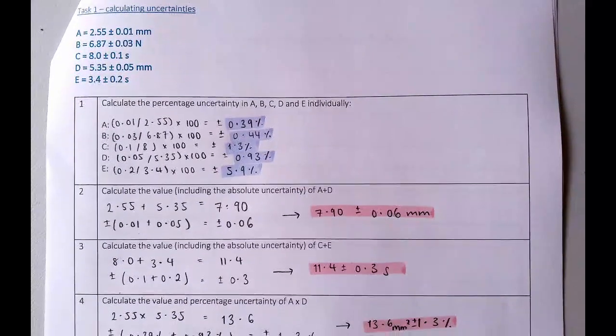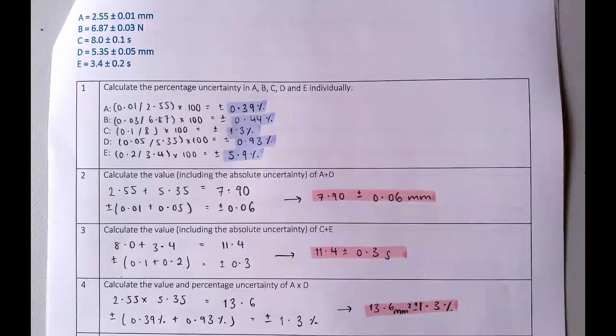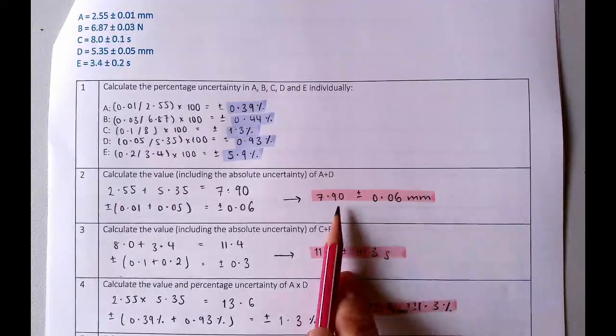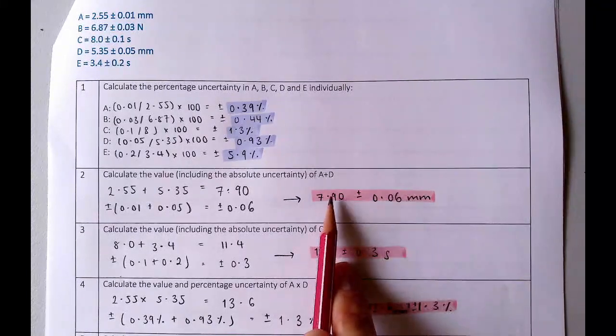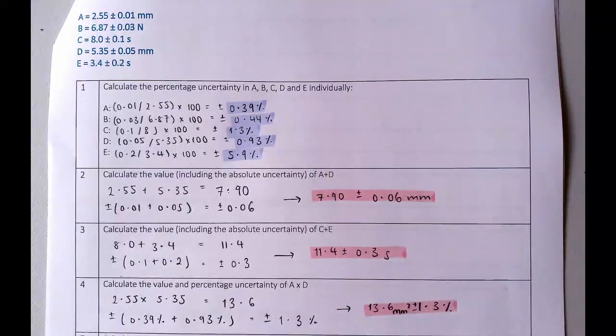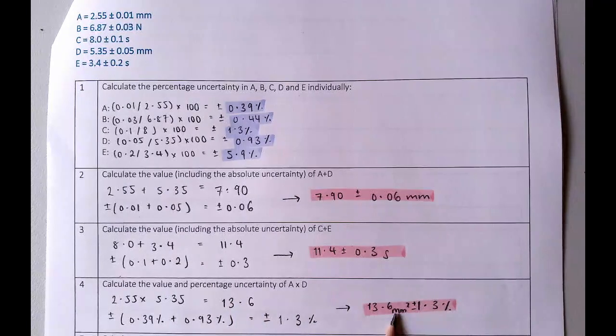And it's a similar process for question 3, just with C and E instead. Now, one thing to notice is that I don't need to write the unit twice. Because both of these values are in millimetres, I can just write it at the end. What you'll notice is when we have to write percentage uncertainties later, the unit has to go next to the value because we don't have a unit after the percentage.